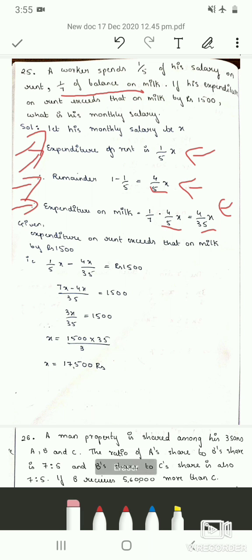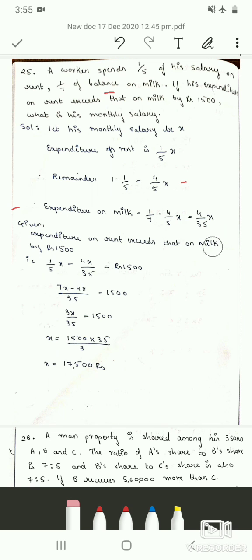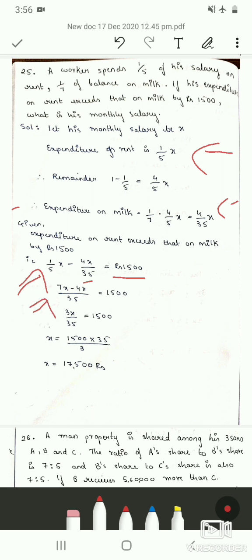They have given that his expenditure on rent exceeds that on milk by rupees 1500. So what does the statement mean? His expenditure on rent, which is 1 by 5x, exceeds his expenditure on milk, which is 4x by 35, by rupees 1500. So you have to subtract if it is exceeding. So we get 1 by 5x minus 4x by 35 is equal to 1500. Then simplify and solve for x.